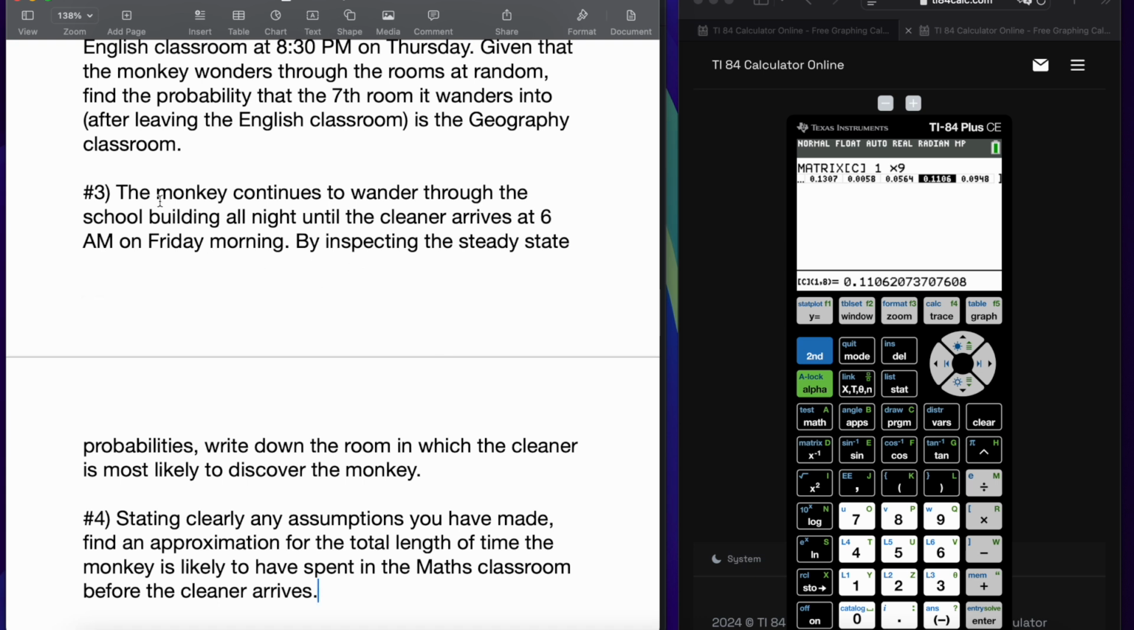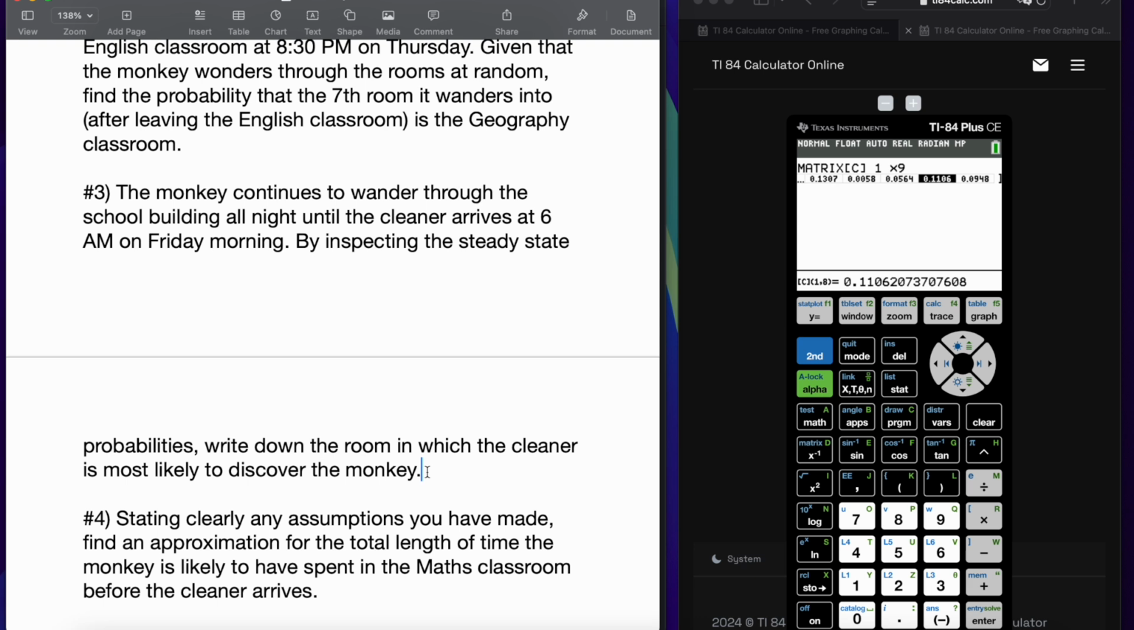On to part 3. The monkey continues to wander through the school building all night until the cleaner arrives at 6 a.m. on Friday morning. By inspecting the steady state probabilities, write down the room in which the cleaner is most likely to discover the monkey.